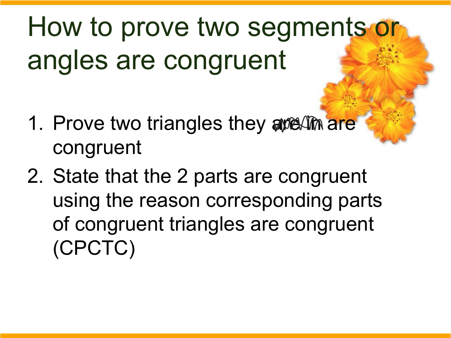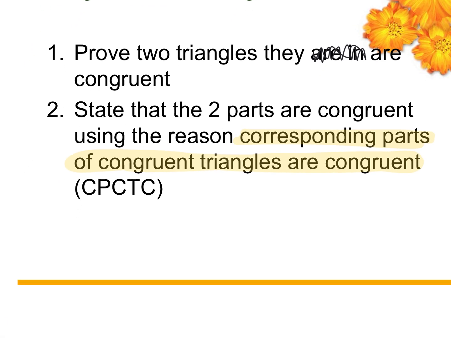CPCTC is corresponding parts of congruent triangles are congruent. Okay, that's what it means. So if you are stating that two parts are congruent, you are using CPCTC. And I'm going to give you an example. I know it's going to sound confusing, but as we're going through the proofs in the next 3 slides, you're going to be able to maybe make a connection and it'll be a little easier. All right, I'm going to go ahead and give you kind of like an example of what this means.